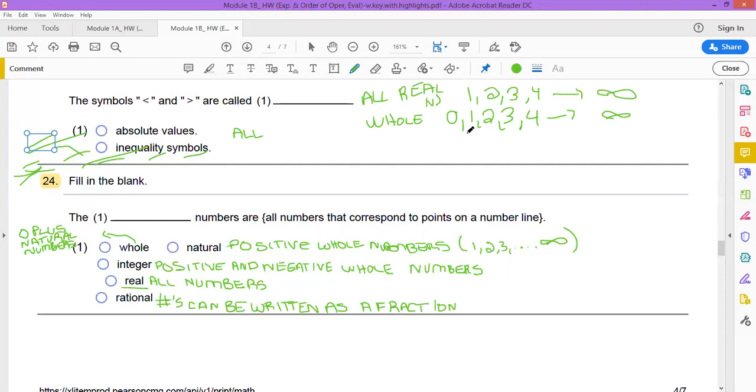Now, if we expand this list of whole numbers and we add the negative whole numbers, like -3, -2, -1, still the 0, 1, 2, all the way to positive infinity. So all negative and positive whole numbers, including 0, are the integers.